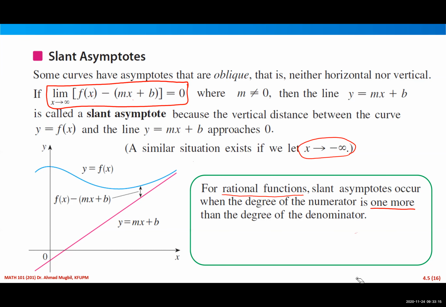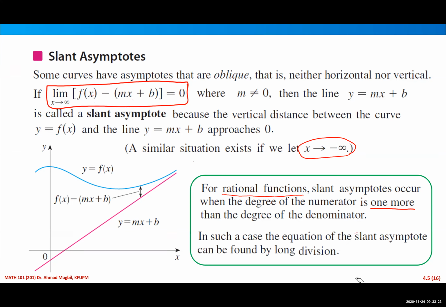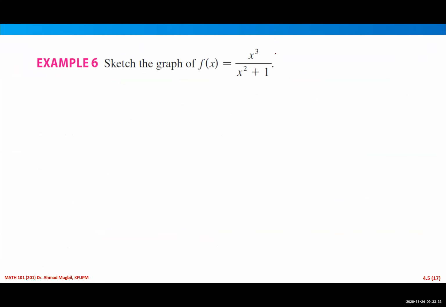Now, usually how do we do that? If you have a polynomial with degree 1 more than the degree of the denominator, what do we do to find the asymptote? We will just apply what, ya shabab? The long division. Let's apply it for this example. Sketch the graph of this function. So we will do the same. It is rational, ya shabab. You can know from the beginning that this one will have a slant asymptote. Why? Because the degree of the numerator is 1 more than the degree of the denominator.